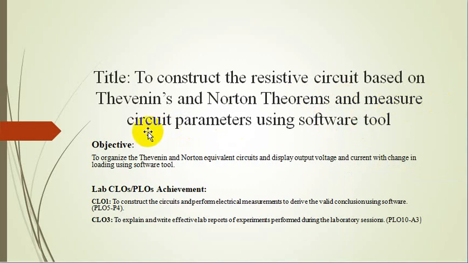The main objective of the lab is to organize the Thevenin and the Norton equivalent circuits and then display the output voltages and the currents with the change in the loading using the software tool. The PLOs and the CLOs that we will achieve at the end of the lab are CLO1 and CLO3. CLO1 is mapped on PLO5 and CLO3 is mapped on PLO10. Let's start with the main topic of our lab.